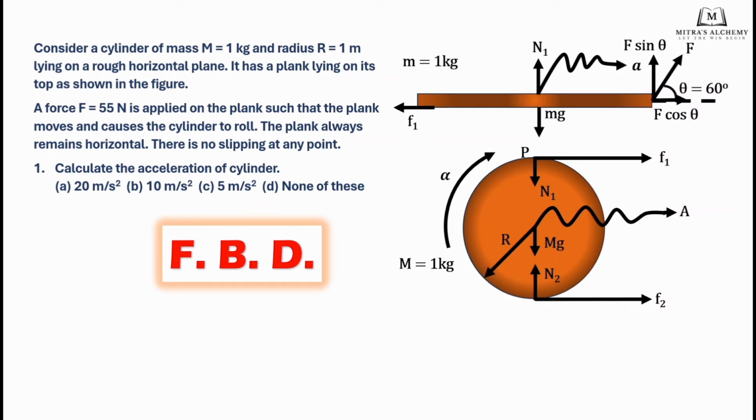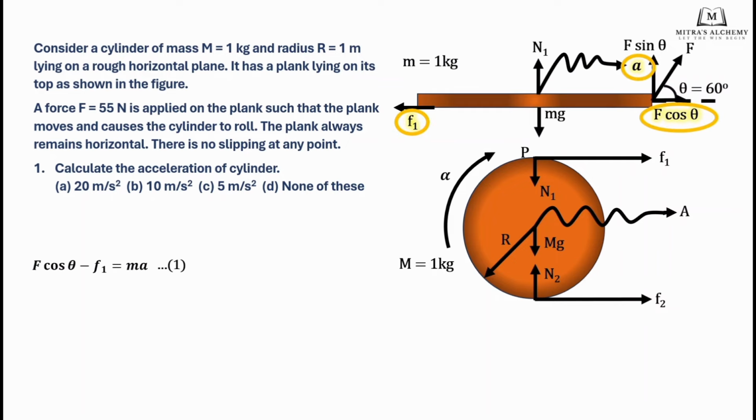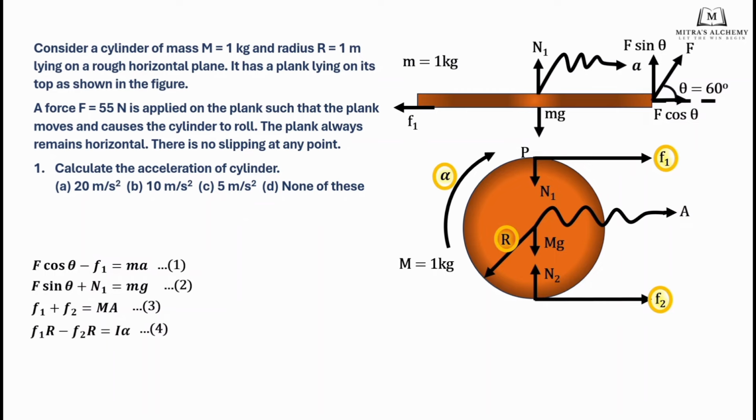Let's see. The first one is for the plank, which is given by F cos theta minus F1 equals ma, the resultant force. Then we have F sin theta plus N1 equals mg. Now let's come to the cylinder. We have F1 plus F2 equals MA, which is the linear forces. And then we have the torque equation, F1 times r minus F2 times r equals I alpha. And finally we have A equals R alpha, which is the pure rolling condition.